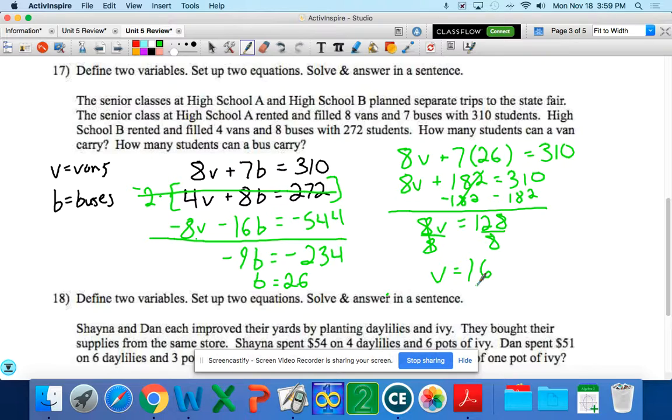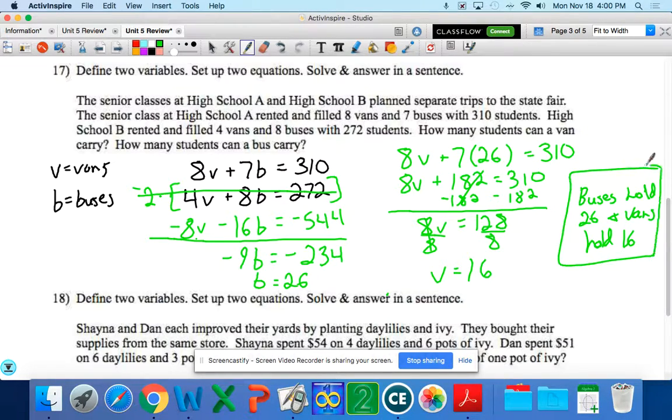Okay, so it says to write the answer in a sentence. You could do something quicker than a full sentence. You could just put buses hold 26. I guess this is a sentence though. And vans hold 16. That's really your fail-safe in case you forget to identify your variables earlier.